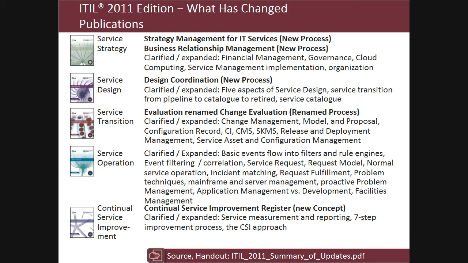So what's changed? As you can see, 95% is clarified, expanded, right? 5% is new processes, renamed processes, things like that. So you can see all this clarification and expansion. By expansion, it means where things were omitted. But there's a couple of things where there's some newer things, cloud computing, governance, further clarification. Remember all that stuff about enterprise governance versus corporate governance, etc.? That's been clarified a bit.